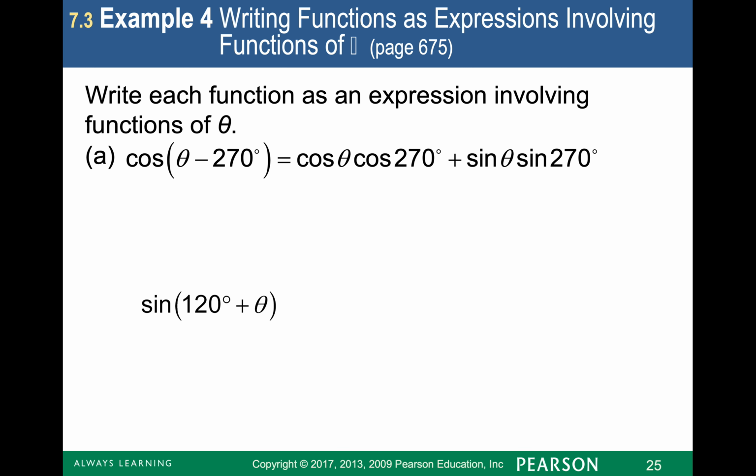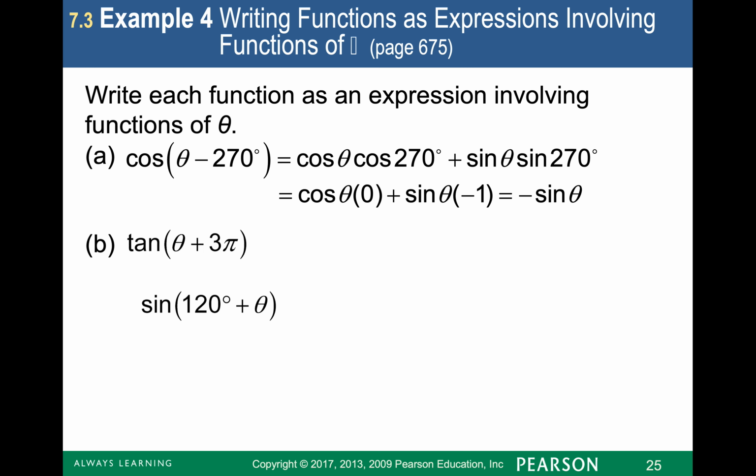So if I want to write cosine of theta minus 270, I'm going to rewrite that using this difference formula for cosine. Then I'm going to work on finding what is the value of cosine 270, what is the value of sine 270, so that I know that I would get negative sine theta.